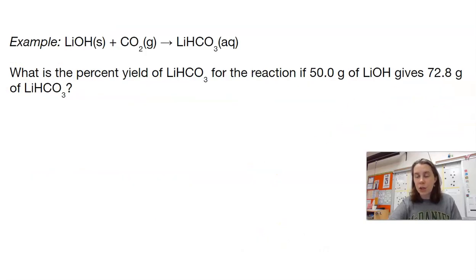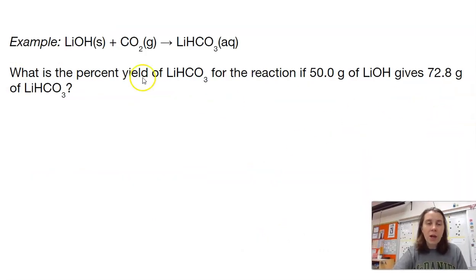All right, so now let's do an example. Okay, we have lithium hydroxide combining with carbon dioxide to make lithium bicarbonate, right? So if we do the reaction and we use 50 grams of lithium hydroxide, all right, and then we actually get 72.8 grams, all right, then what is our percent yield? So the 72.8, the amount you actually get, would be your actual yield. You must be given that in the problem. You can't calculate the actual yield. You have to just measure it in the lab. But we can calculate the theoretical yield.